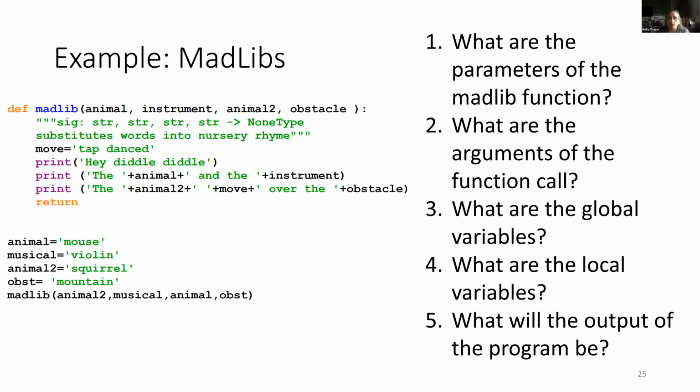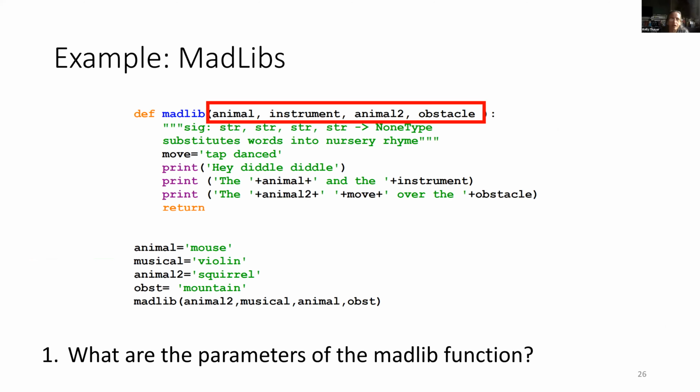All right, so questions I have for you. What are the parameters of the madlib function? What are the arguments of the function call? What are the global variables? What are the local variables? And what will the output of the program be? So let's take this one piece at a time.